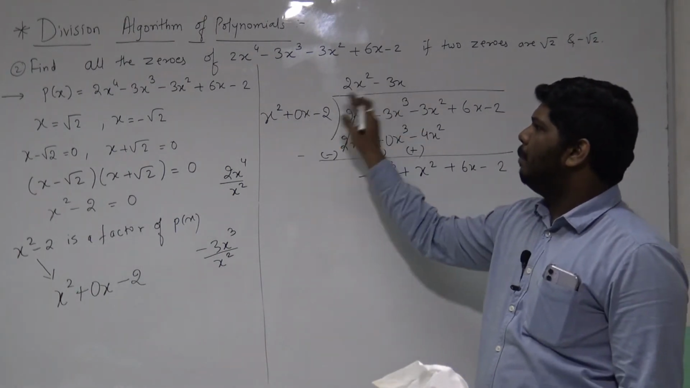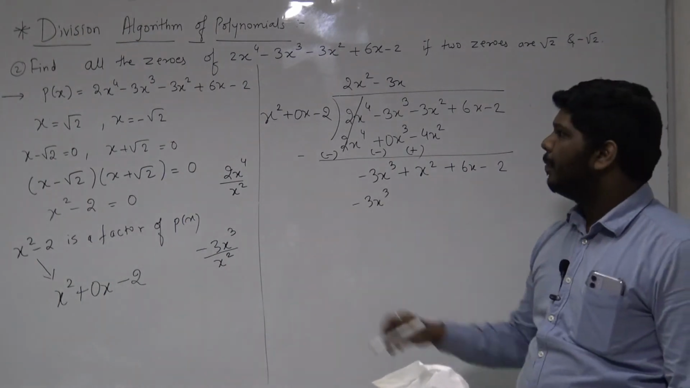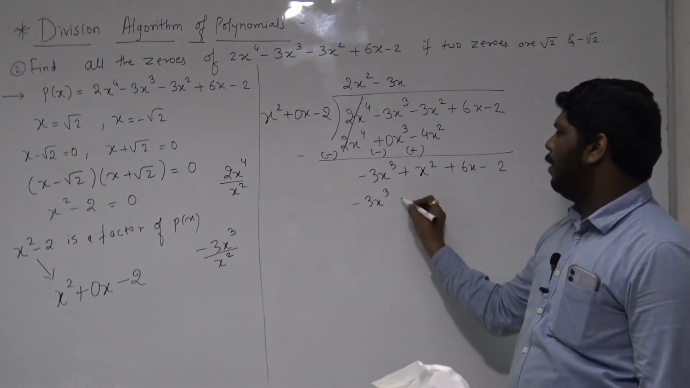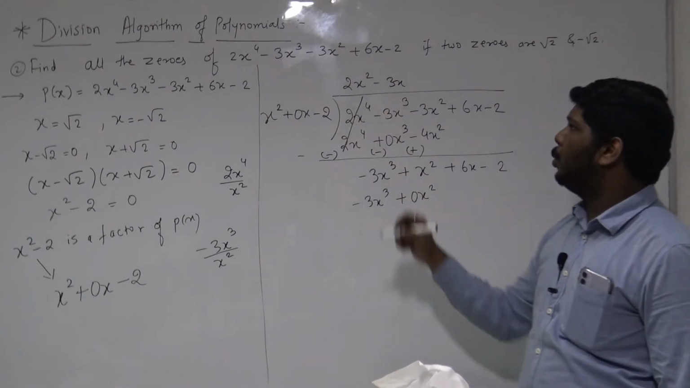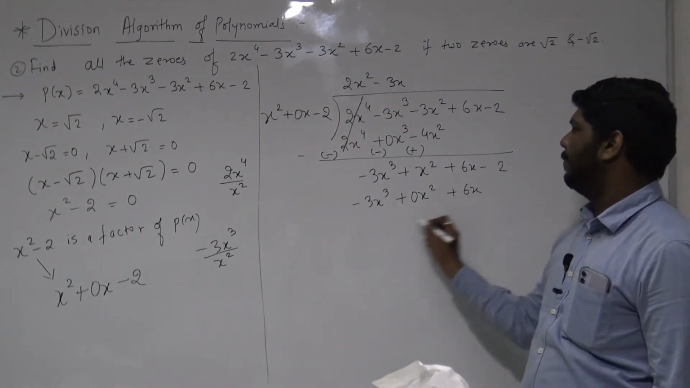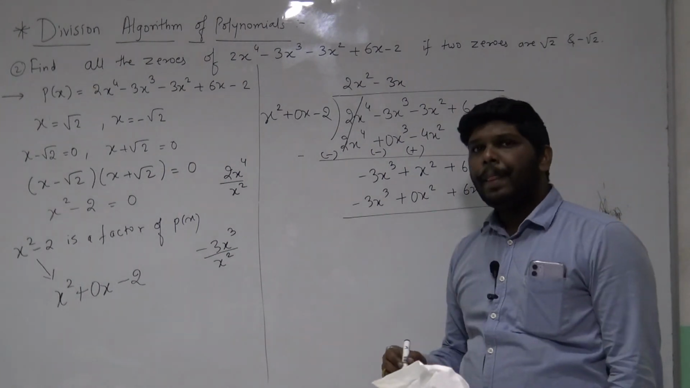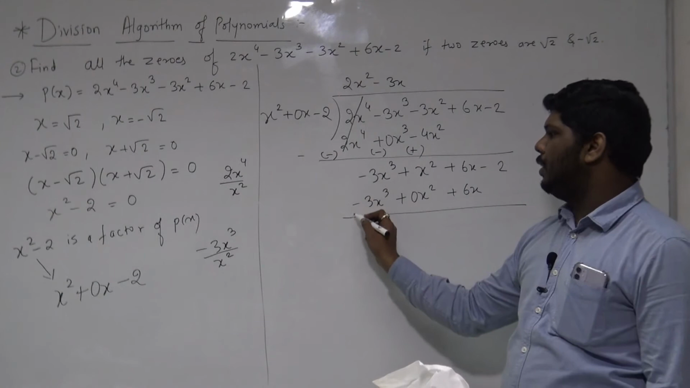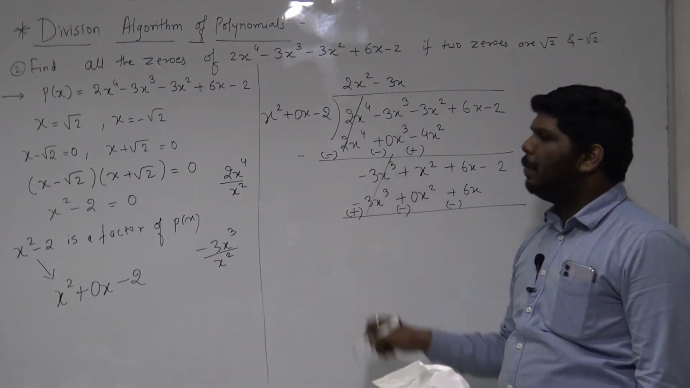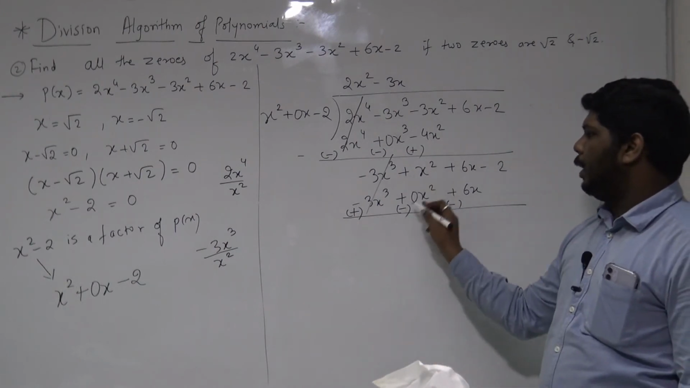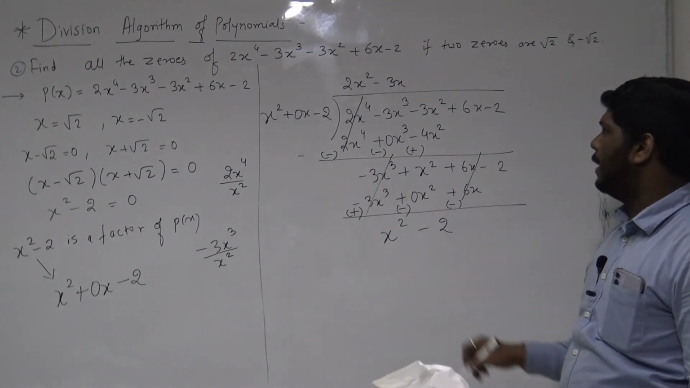Once again you will start multiplying. So x square into minus 3x will give you minus 3x cube. 0x into minus 3x will give you 0x square. Correct? Positive, negative, whatever you want to write. And minus 2 into minus 3x will give you plus 6x. Correct? Again after subtraction what will happen? Sign change. So this will become positive, this will become negative and negative. So again minus 3 plus 3 cancel. Here x square minus 0 is x square only. Again 6 minus 6 is 0, and minus 2 will come as it is.